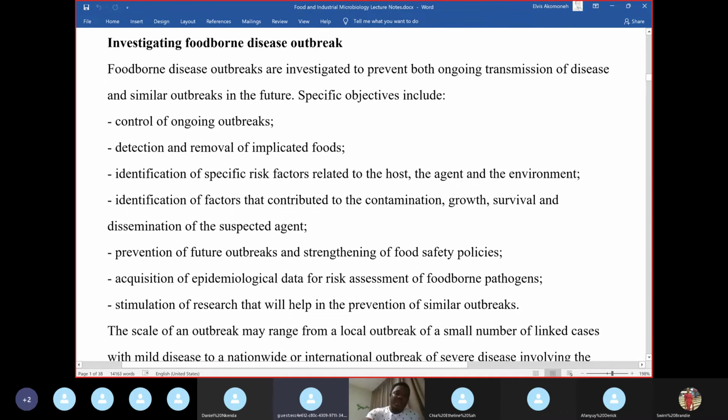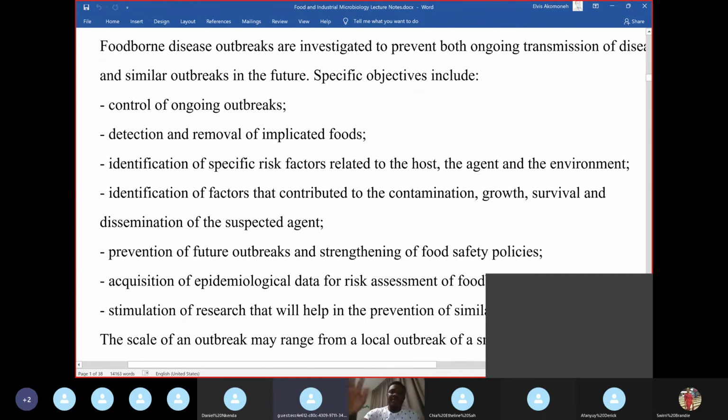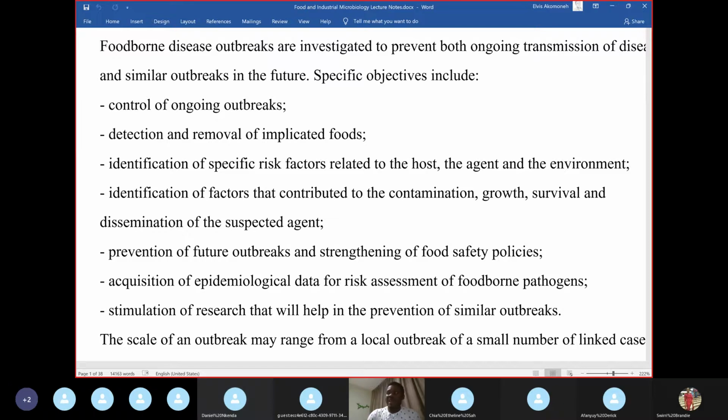So I'll try to explain some of them point by point. I've already spoken of controlling ongoing outbreaks, and we also want to detect and remove the implicated foods. So I've already said that if we identify that the soya man is the cause of the outbreak, we'll need to stop him from selling further. We remove that food immediately, and then we can go to further measures to prevent him bringing contaminated food again to the junction. But the current food that is contaminated has to be identified and removed from the supply chain.